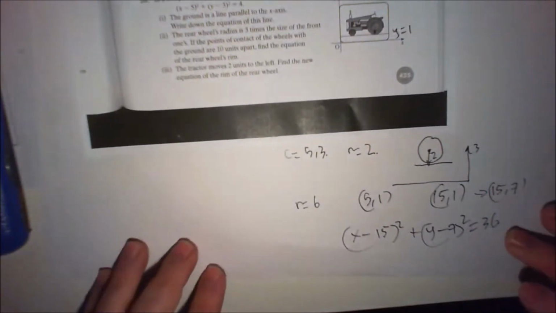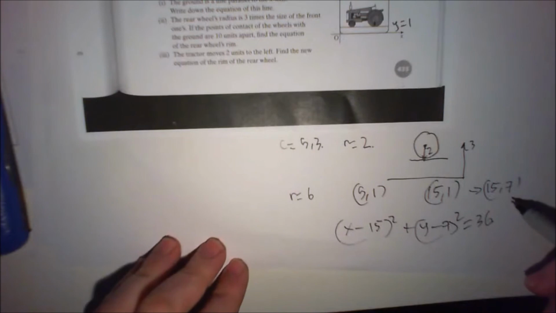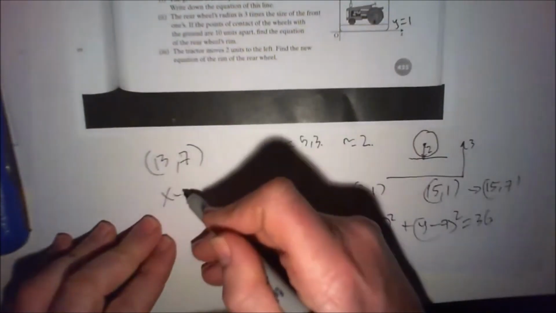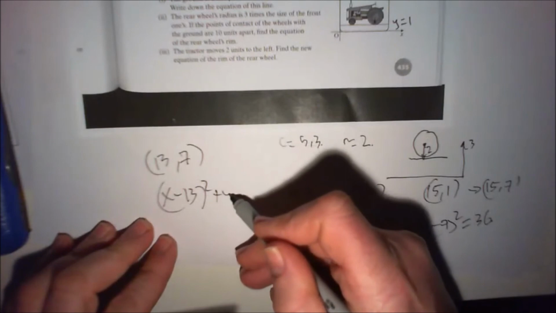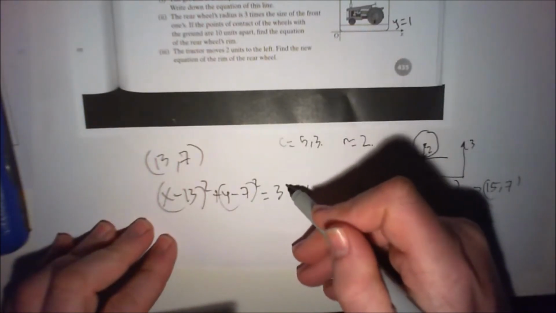Oh my God. Okay, so you're going to think about this one for a second. We're now moving 2 units to the left. What's that going to do to our values? Well, it doesn't change the 7 at all, does it? So that 7 stays the same, but it does change the 15. It brings it down to a 13. So now we've got x minus 13 all squared plus y minus 7 all squared equal to 36.